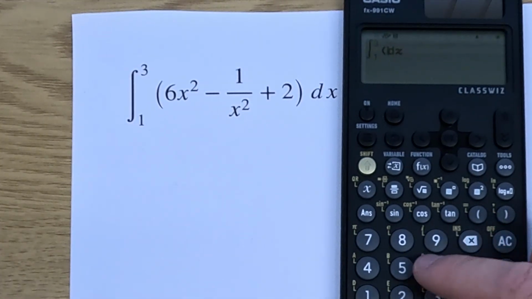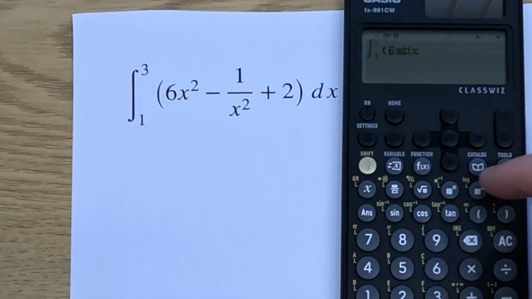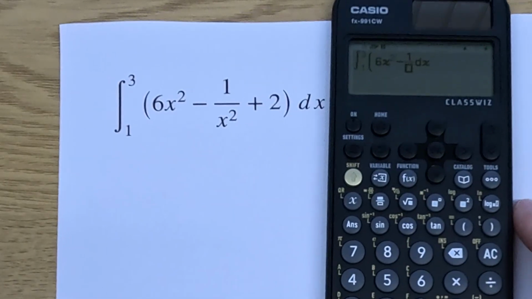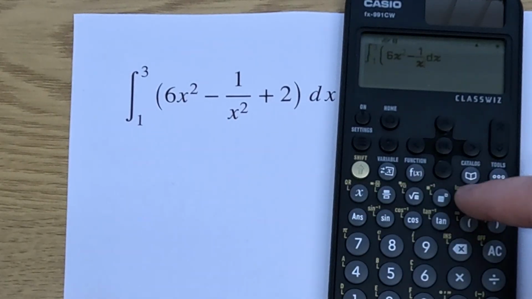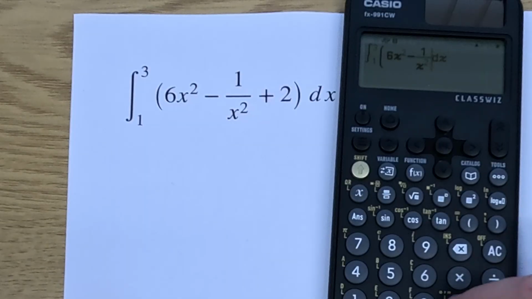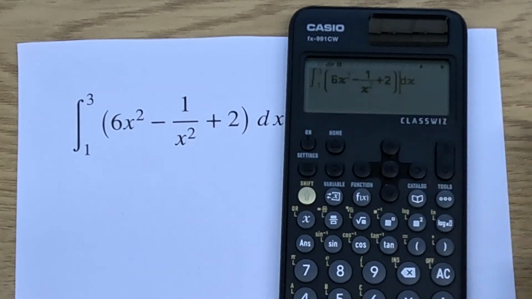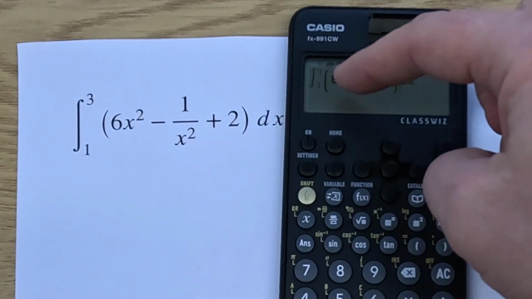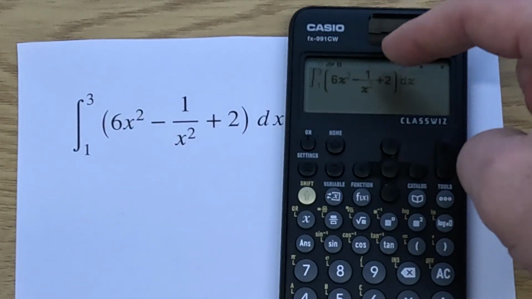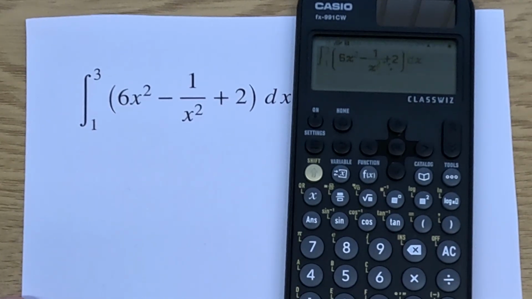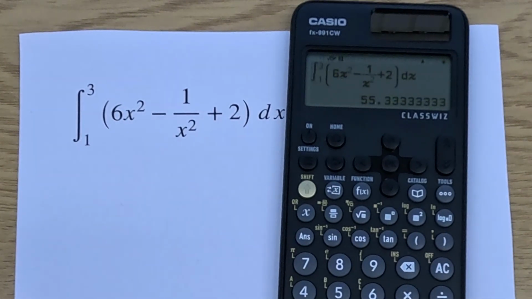Then we're going to type in 6x squared, subtract, then the fraction button, and then 1 over x squared, and then plus 2 and close brackets. And then if we just have a look, yep, we've got everything we need. The integral between 3 and 1 of 6x squared minus 1 over x squared plus 2, close brackets, with respect to x. And then if we press EXE, it works it out as 55.33333 and so on.